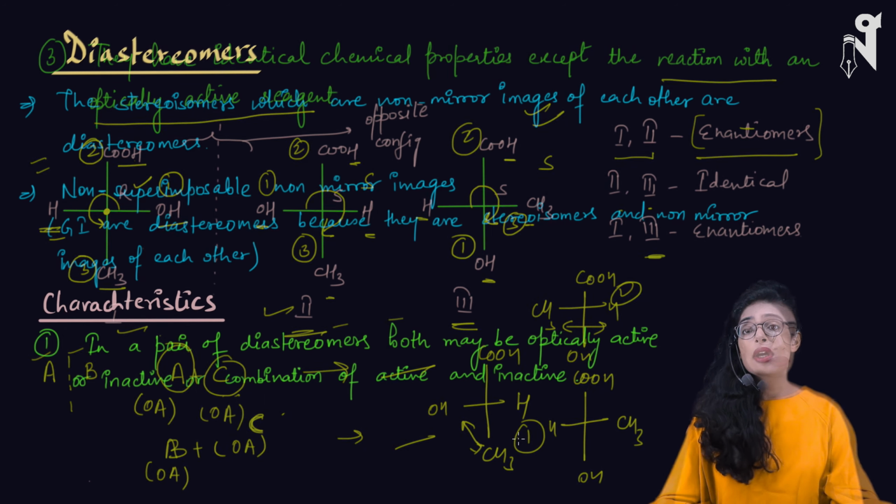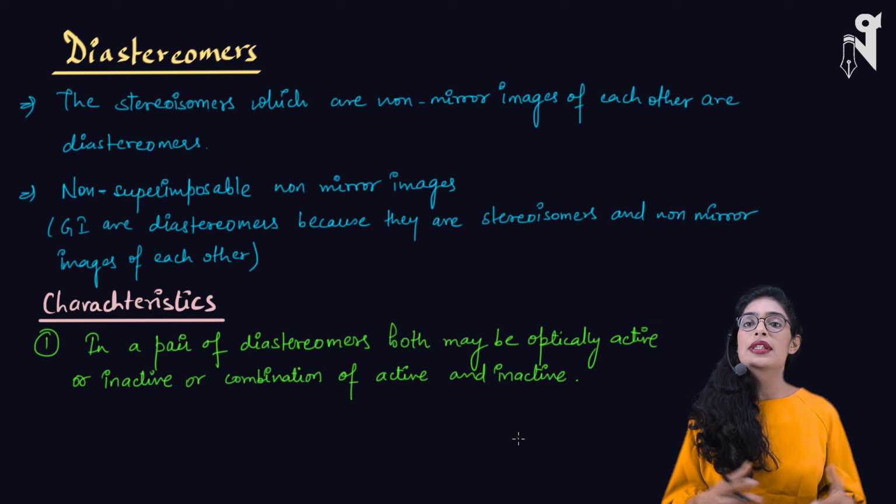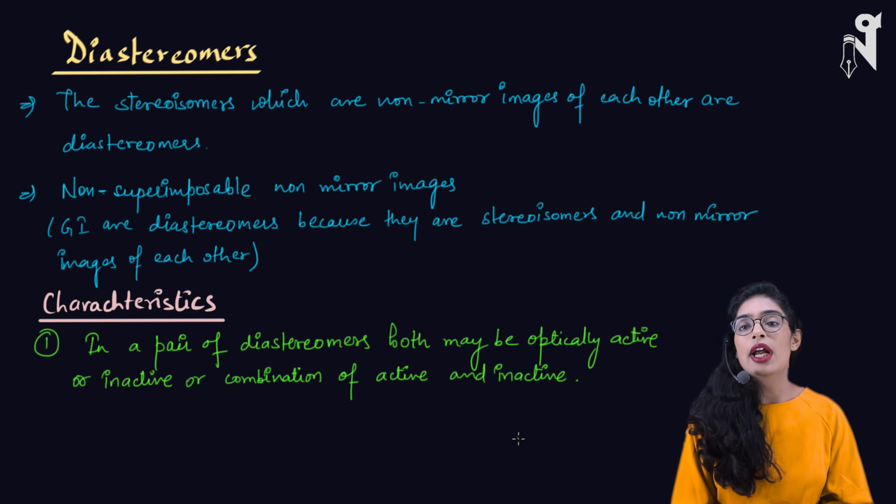Okay, now let's talk about the next term, diastereomers. I hope you have understood what enantiomers are. Now we are going to talk about the second category, and once we learn both categories, we will apply the concept of enantiomers and diastereomers in the questions directly.